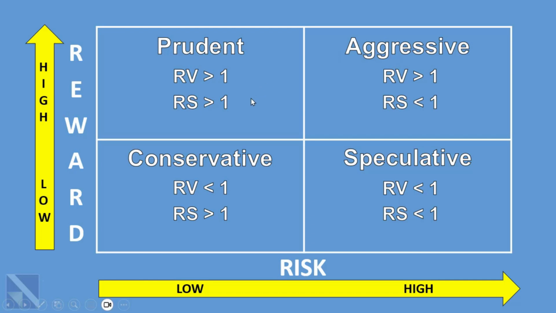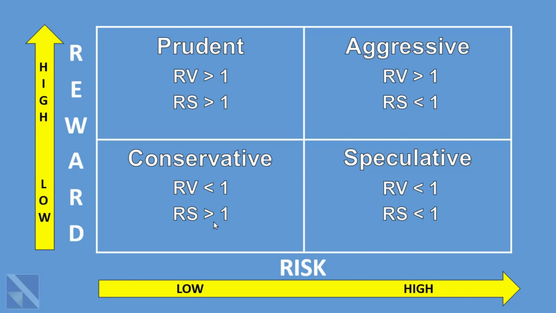And by the way, that's where most investors fall. A conservative investor is favoring safety over upside potential. They want high RS stocks. They're not terribly concerned about how much the price is going to appreciate. Of course, you still want to favor stocks that are stable to rising, but we list that as RV less than 1 and RS greater than 1.